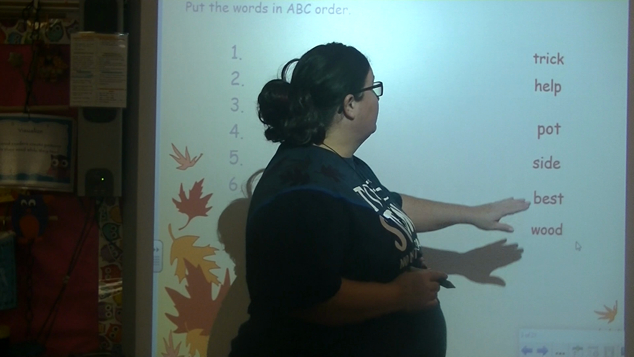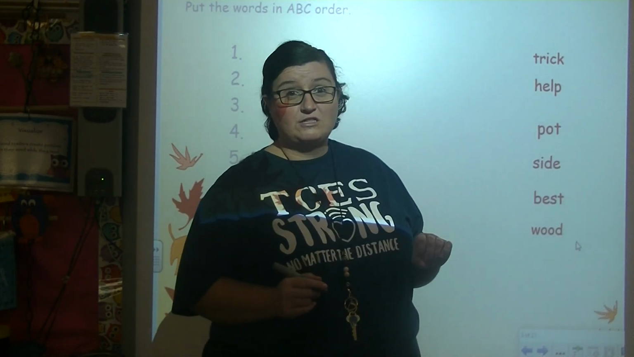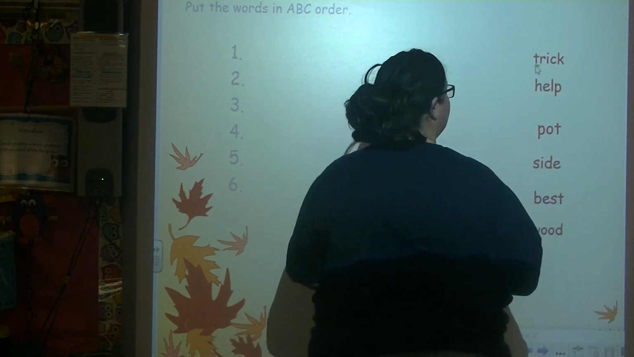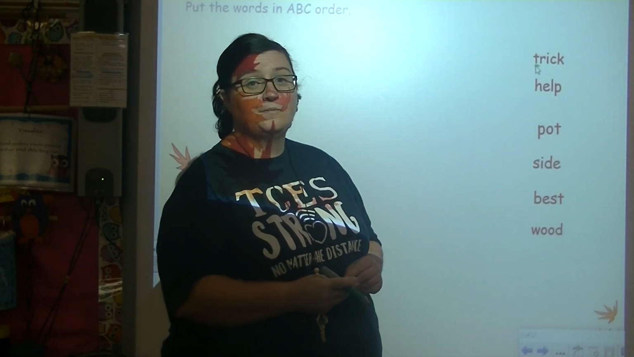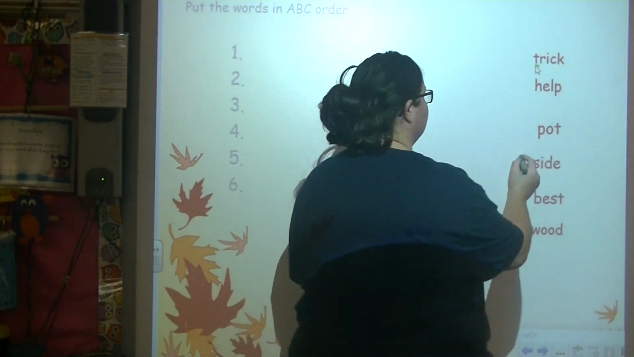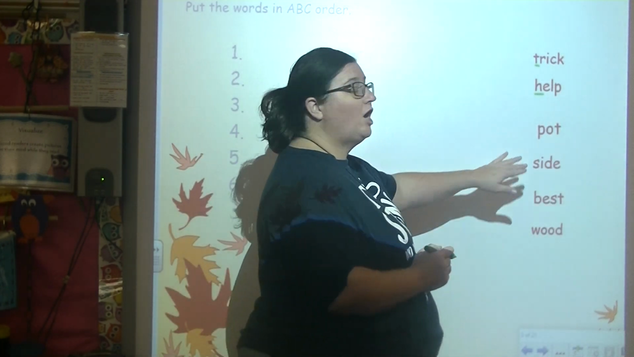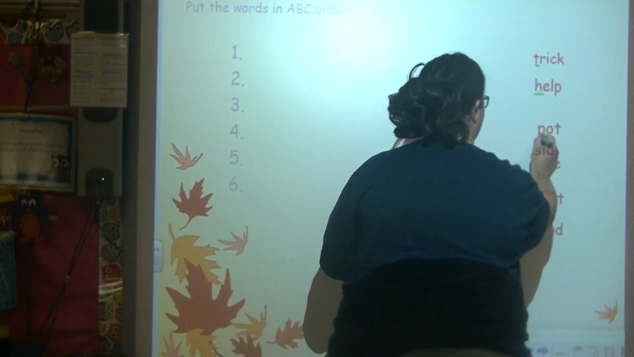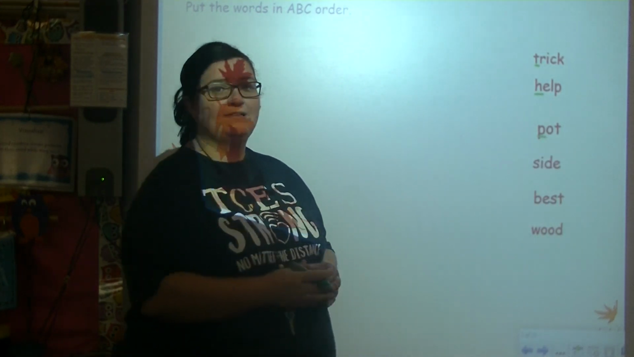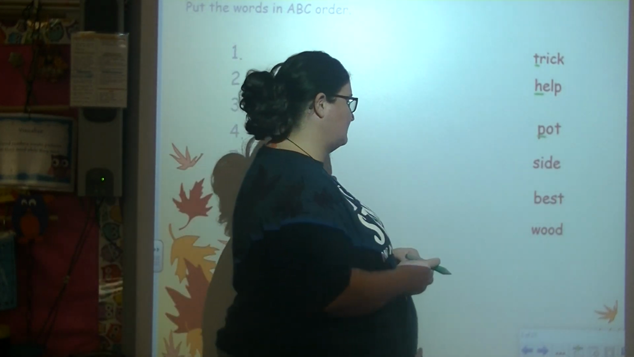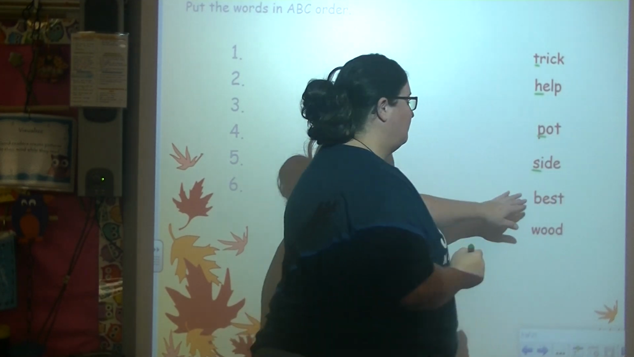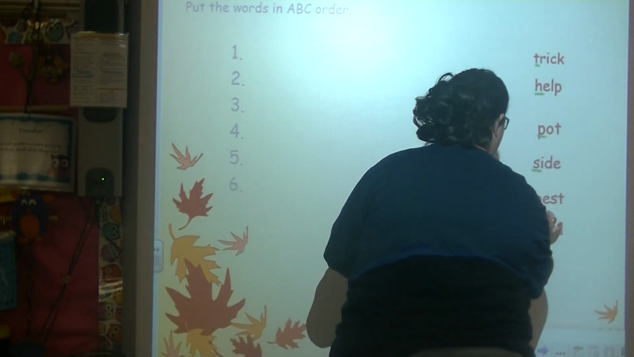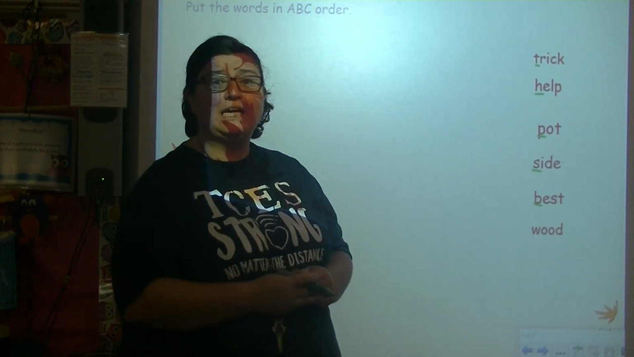Let's look. In trick, what is the first letter? It's a T. What about in help? It's an H. Hot, what's the first letter? P. What about inside? It's an S. What about in best? It's a B. And wood, like wood from a tree.